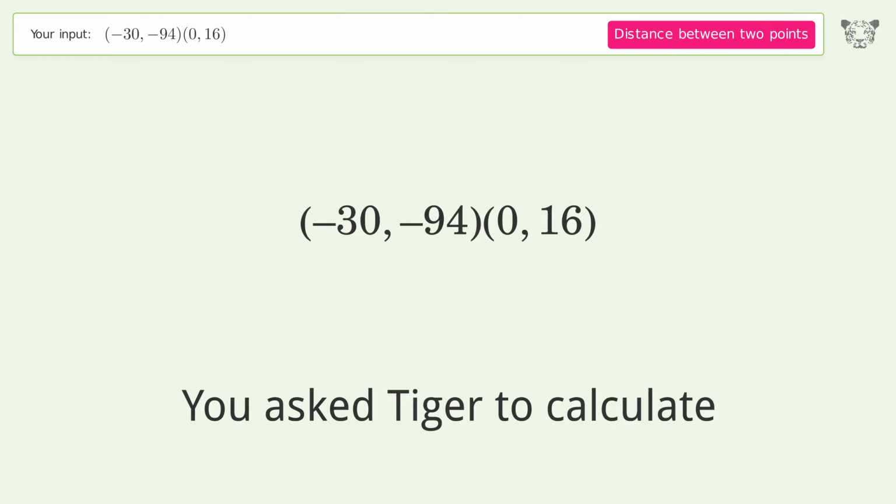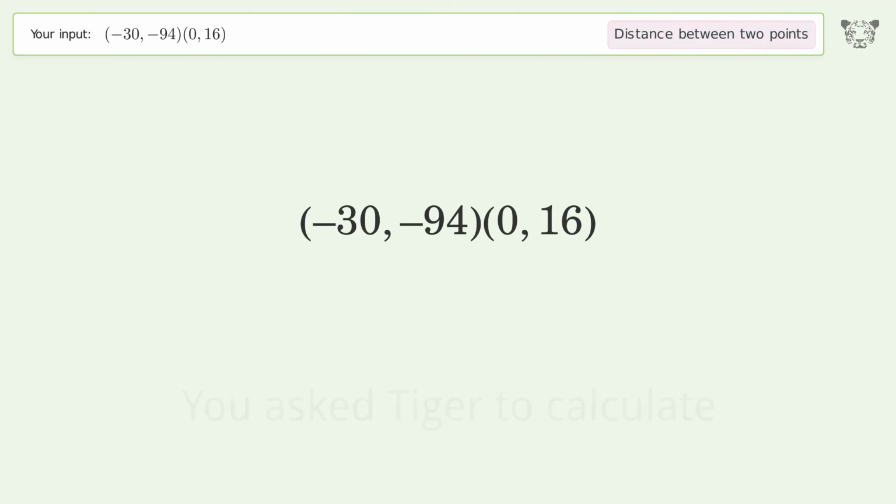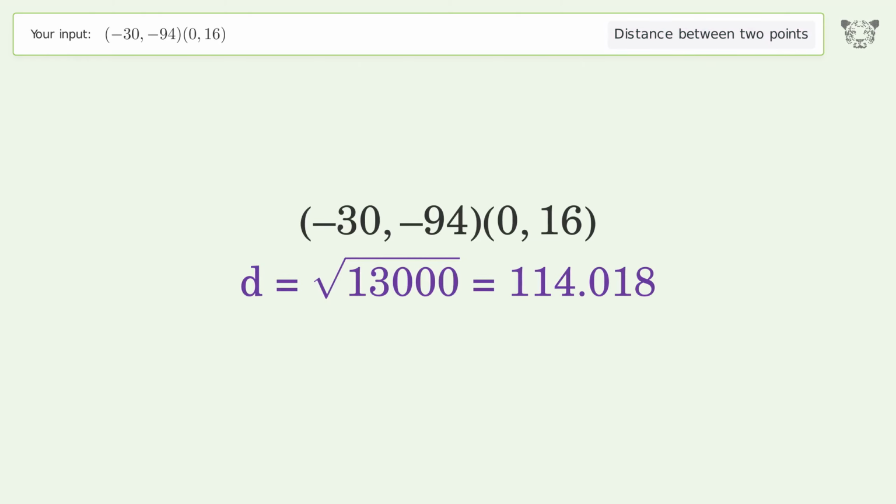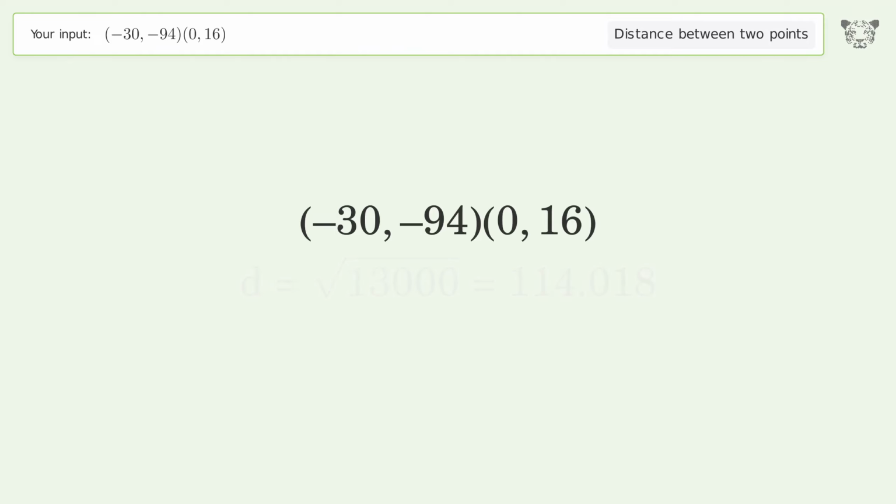You ask Tiger to calculate. This deals with the distance between 2 points. The distance between the 2 points is the square root of 13,000 or 114.018. Let's solve it step by step. Plot the 2 points and calculate the distance using the formula.